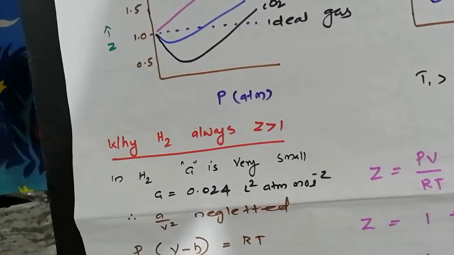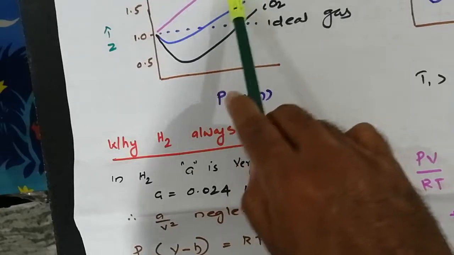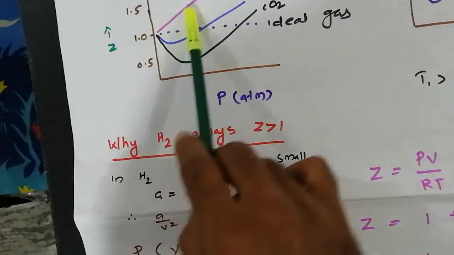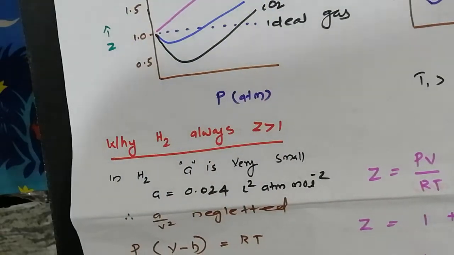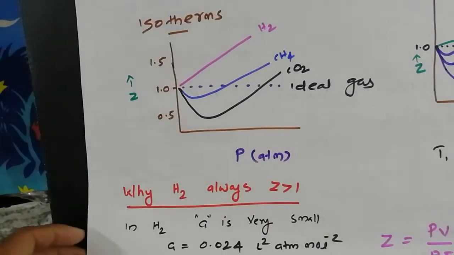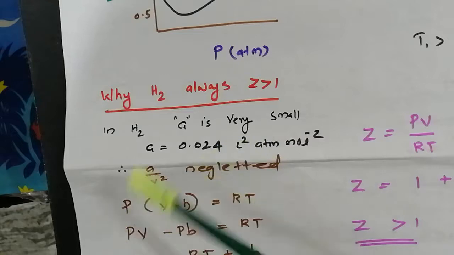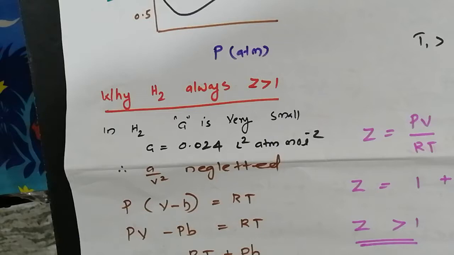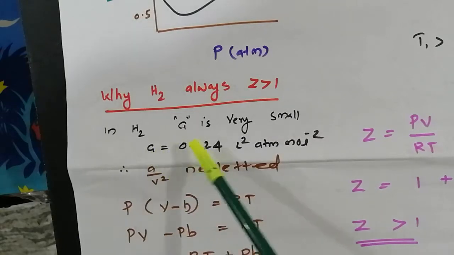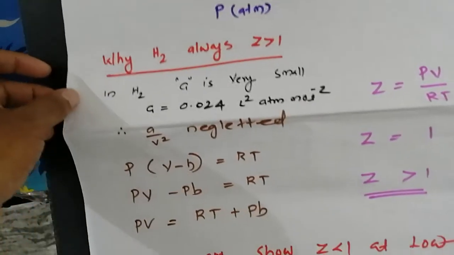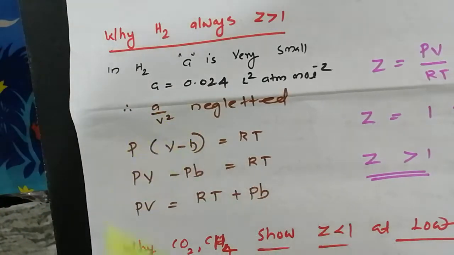Now we can go to a further explanation of the graphs. Why is the Z value of H2 always greater than 1? This is the answer. In H2, A is very small. I have shown A, the intermolecular force of attraction, is very small. That is, the value of A is equal to 0.024. Therefore, the A by V square value can be neglected. You can neglect that A by V square.